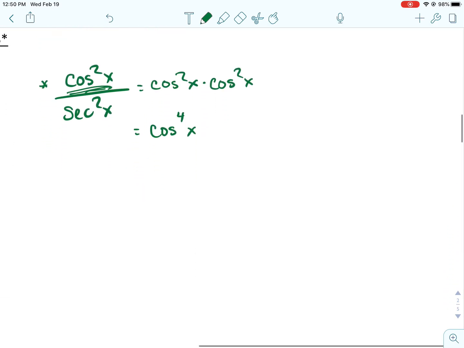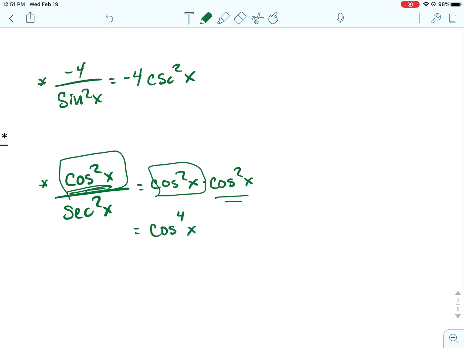Why did you get cosine squared of x times cosine squared of x? Okay, this cosine squared is, well, this one. Where did the other one come from? Because it's secant squared in the denominator, I can use the reciprocal identity. So that's cosine squared in the numerator. Just like this one was sine squared in the denominator, it's cosecant squared in the numerator. So same property. All right, any other questions?